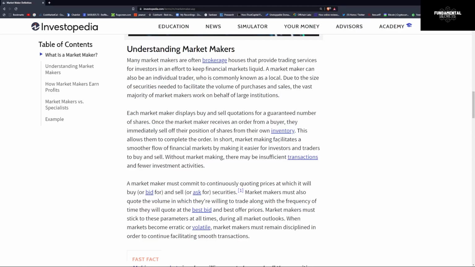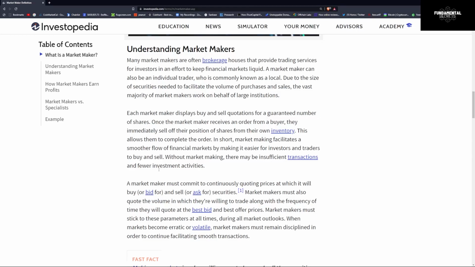In short, market making facilitates a smoother flow of financial markets by making it easier for investors to trade, to buy and sell. So this means that they will always offer you a sell and they will always offer you a buy up to a certain amount. That makes it easier for people to get out. That makes it easier for people to get in.